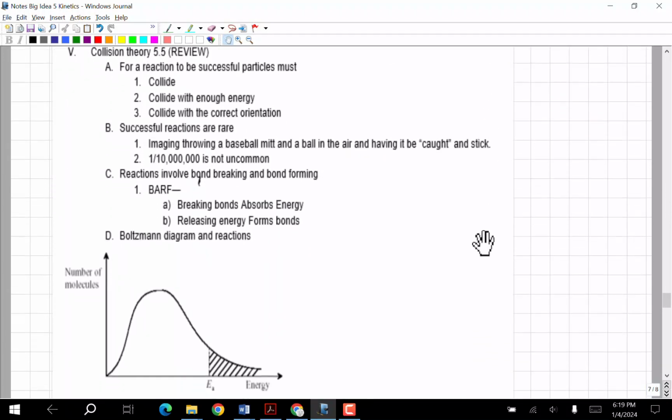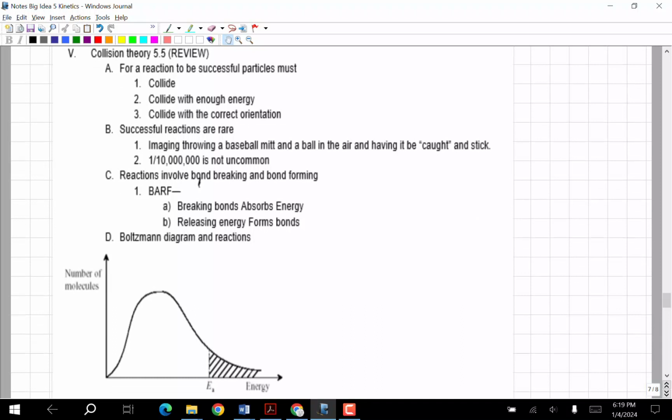All right. Collision theory 5.5. This is a review. Okay, so we did this way in the beginning, but it comes back. For a reaction to be successful, particles must collide with enough energy, and collide with the correct orientation. Successful reactions are rare.